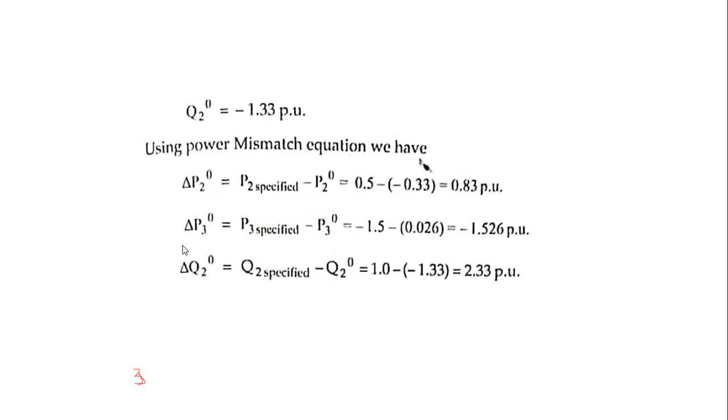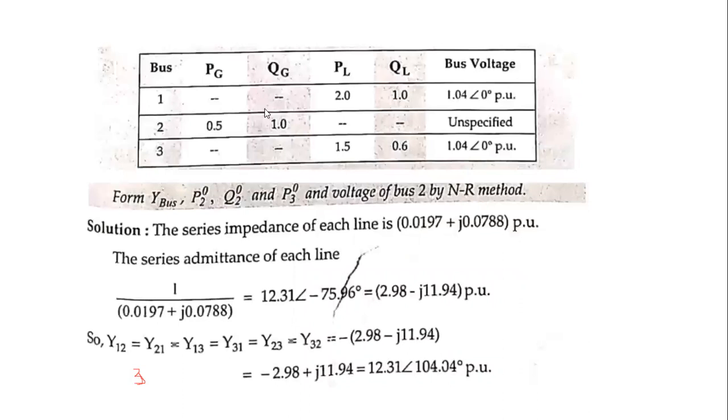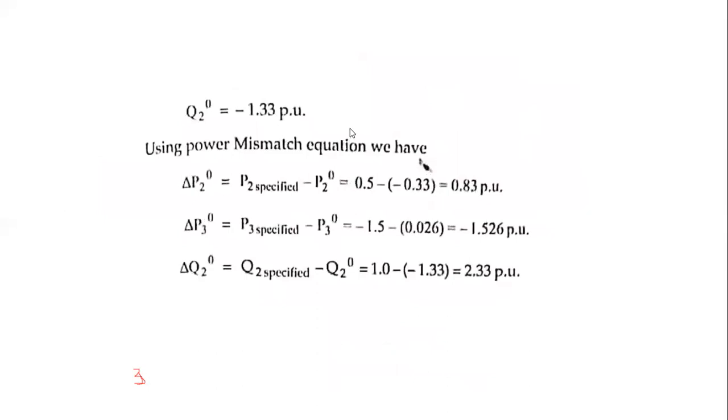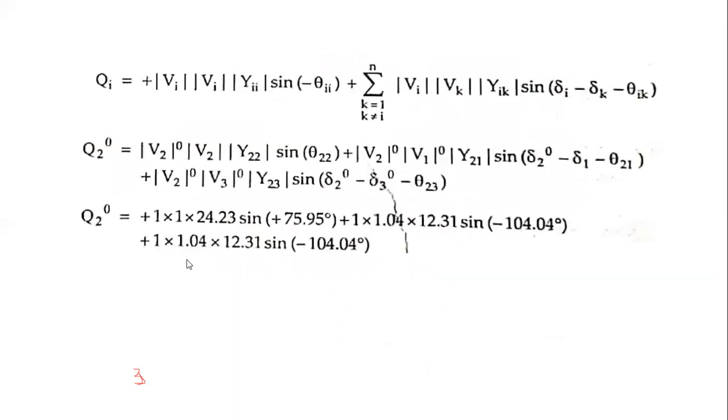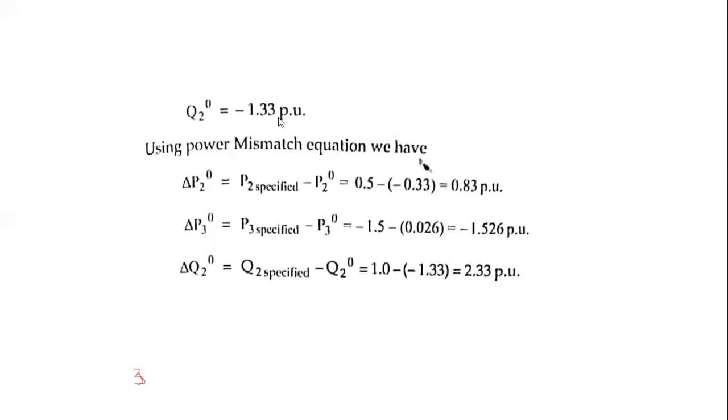After that we calculate delta Q2 power 0, which is Q2 specified minus Q2 power 0. What is that Q2 specified value? Q2 specified equal to 1. So 1 minus Q2 power 0, where Q2 power 0 equals minus 1.33. So 1 minus of minus 1.33. This is the delta Q2 power 0.